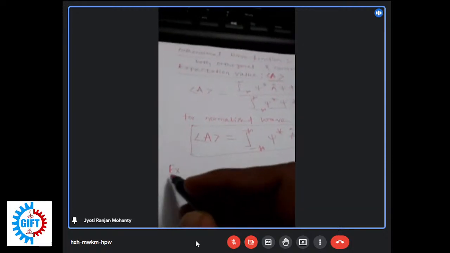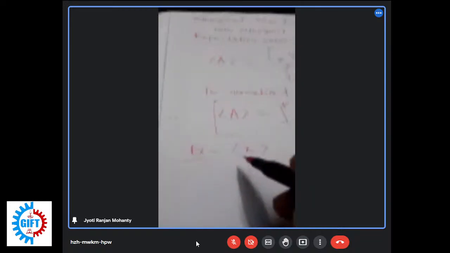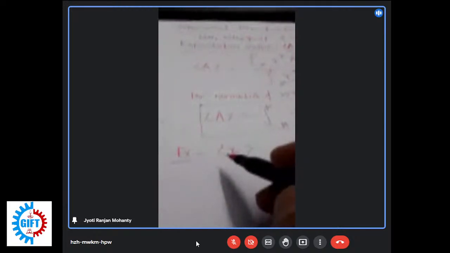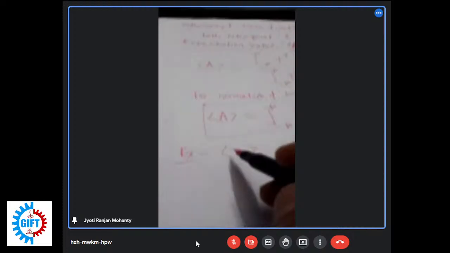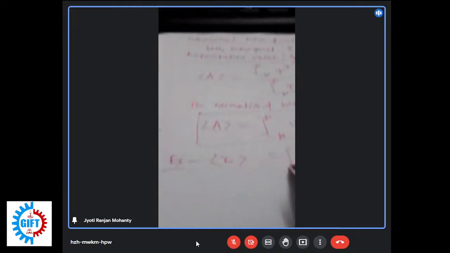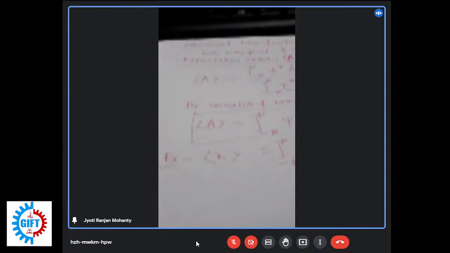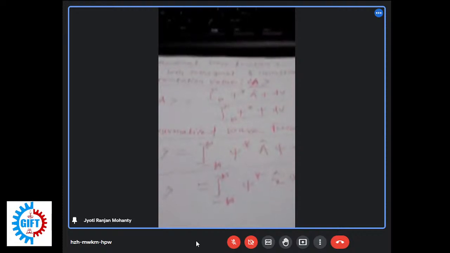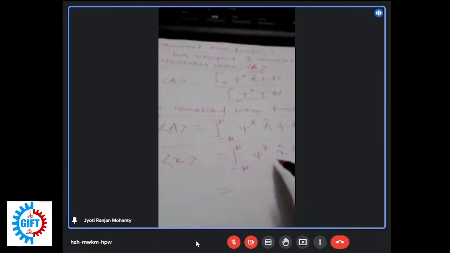Suppose we want to determine the expectation value of the position coordinate. What is the position coordinate? X. Position coordinate means the Cartesian coordinate system, as I told you in the last class. We can take the Cartesian coordinates as x, y, z. So the expectation value of x is equal to the integration of psi star x cap psi into dx. Here dV means dx into dy into dz. Since we are getting x, the integrand will be dx.